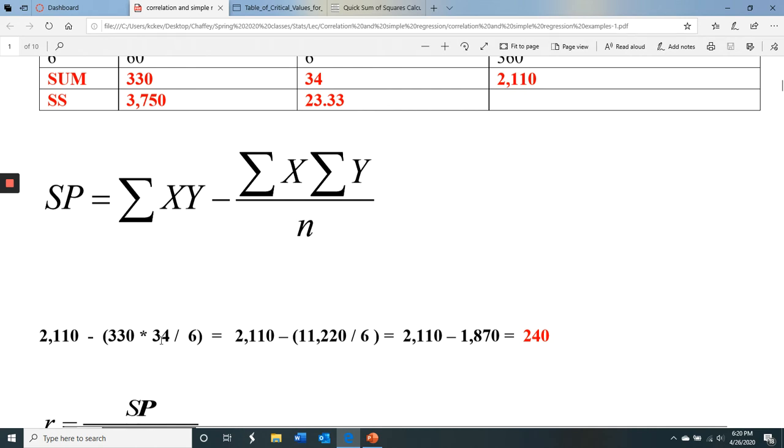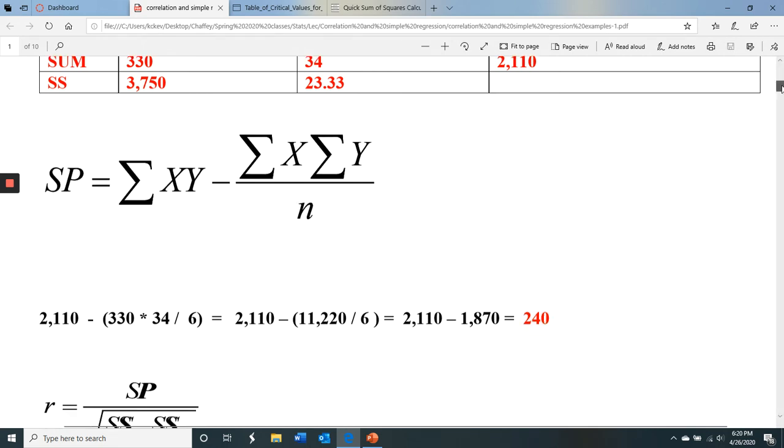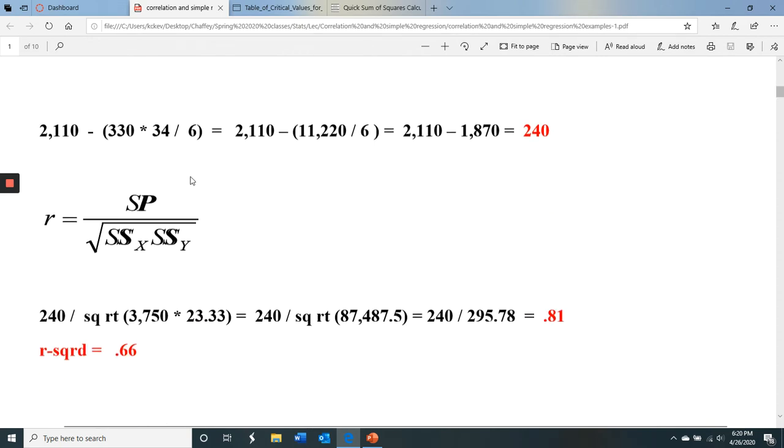So first thing we need to do is multiply 330 times 34. 330 times 34 is 11,220. Then we have to divide that 11,220 by 6. We get 1870. So now we take the sum of XY, which has been waiting there, 2,110, minus 1,870, and we get 240. 240 is our SP. That's the top part of our correlation formula. Remember, SP goes on top.